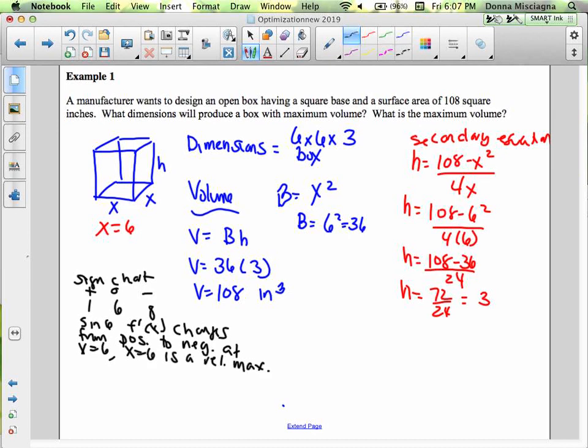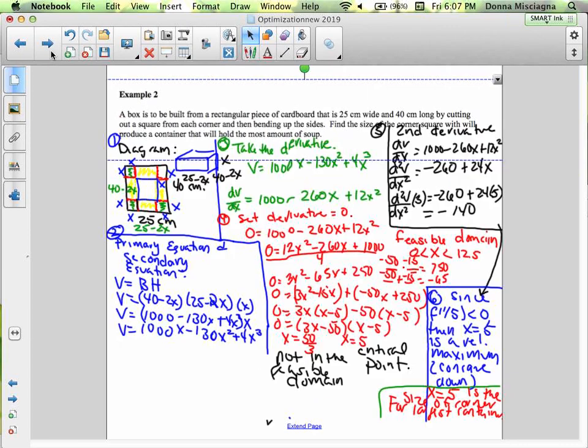All right, so I would do both. I didn't give you that many problems. It's a good idea to do both the first and second derivative test.